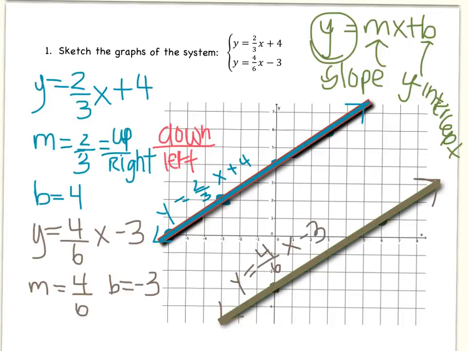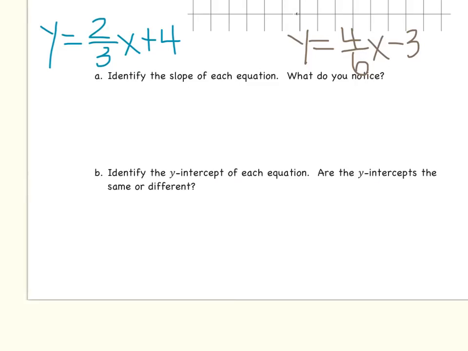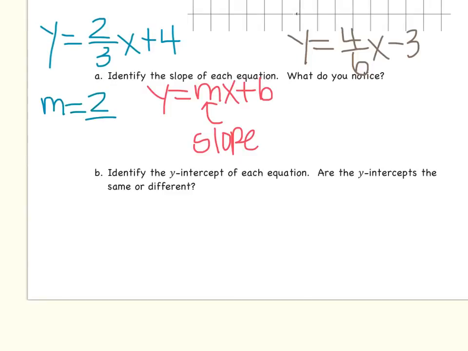So now let's go ahead and look at questions A and B for number 1. For part A, I need to identify the slope of each equation. Remember, in the standard equation of a line, y equals mx plus b, my m is my slope. So for y equals 2/3 x plus 4, the number in front of my x would be 2/3. So I would say m equals 2/3. If I look at the equation to my right, y equals 4/6 x minus 3, the number in front of my x, my m, would be 4/6.